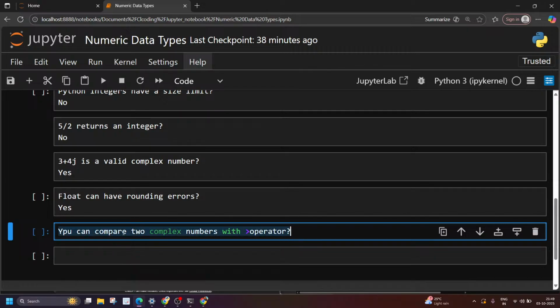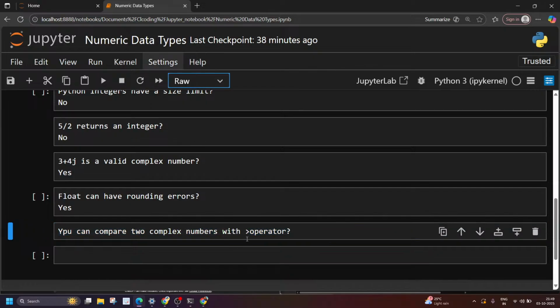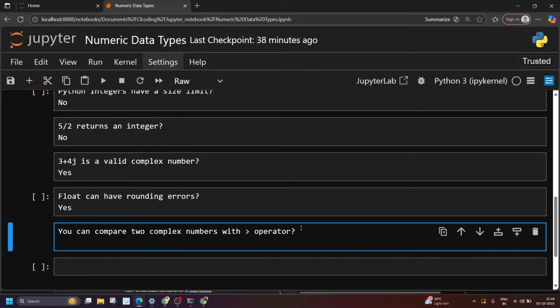The next question is: you can compare two complex numbers with the greater than operator. You have to answer in yes or no in the chat. What do you think? What will be the answer? Yes or no?